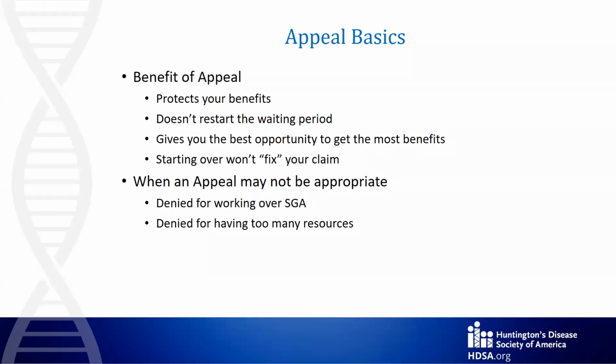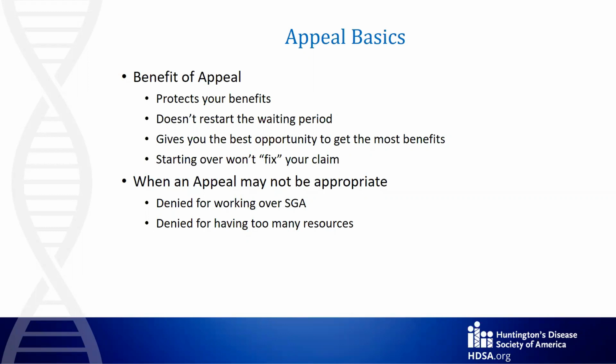There are a few times when an appeal may not be appropriate, and some clear instances of this is if you were denied for working over substantial gainful activity. That amount in 2023 is $1,470 per month. Let's say you're making $3,000 a month with no accommodations, you're not going to be able to appeal that. There are a few exceptions. I'm not really going to get into it, but if you're very clearly working and it's well over the SGA limit, you just need to stop working. And then the date you stop working officially will be the date of your onset date.